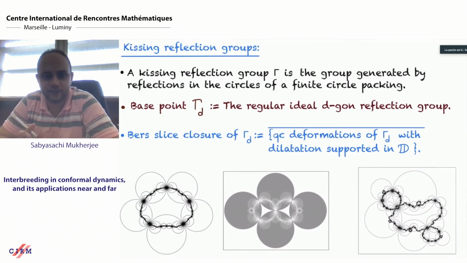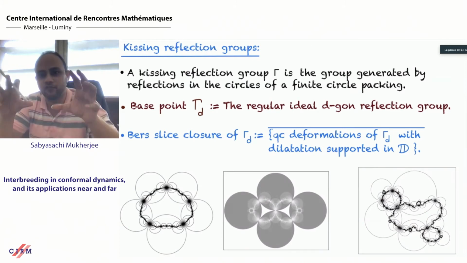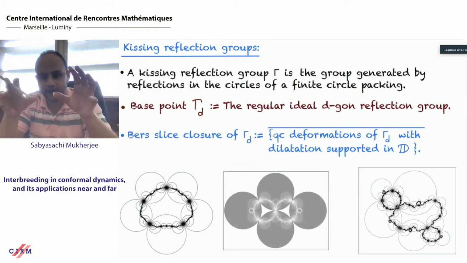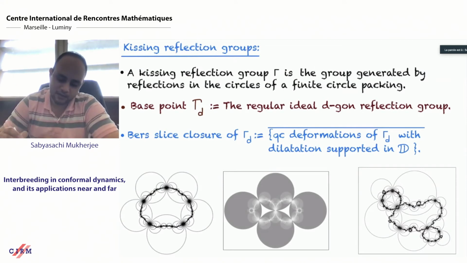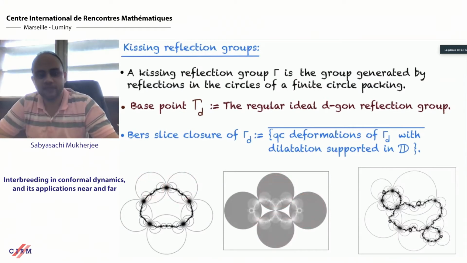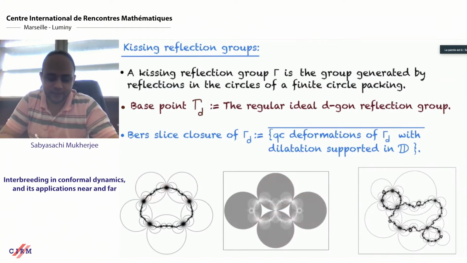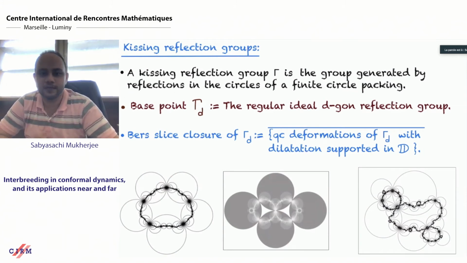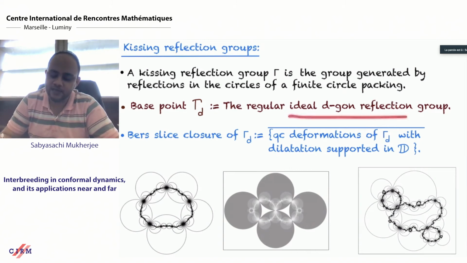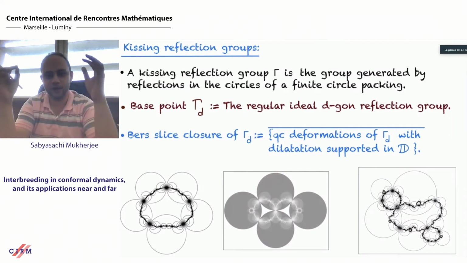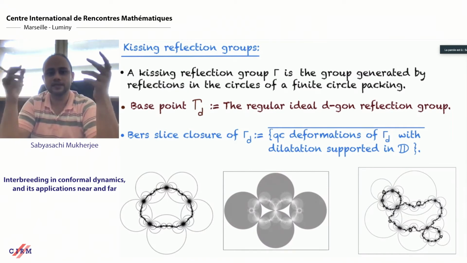So a kissing reflection group is a very simple-minded object. You take a finite circle packing, which is just a finite connected collection of circles with disjoint interiors, like this one here, or this one over here. And your kissing reflection group is just the group generated by reflections in these circles. A specific example of a kissing reflection group is an ideal d-gon reflection group. Or let's say the regular ideal d-gon reflection group, where your fundamental domain is a regular polygon.